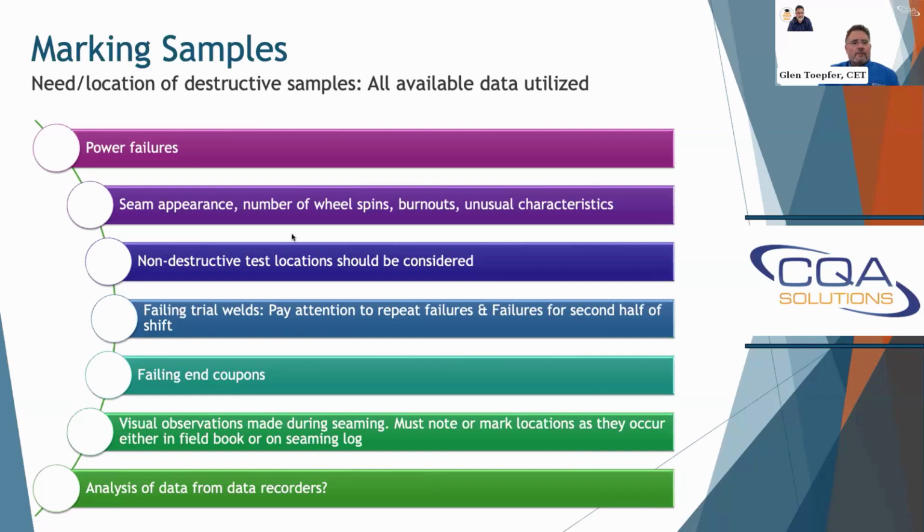And then if they fail a trial weld right after lunch or second part of a shift, I'll go back and put a sample on that last part of the seam done right before the shift. And you find problems that way. Sometimes you don't, but at least you know that you've made an effort to check. Failing end coupons, visual observations, anything you see during seaming, but you need to make sure that you write those locations down. And then you can use data from the data recorders too.